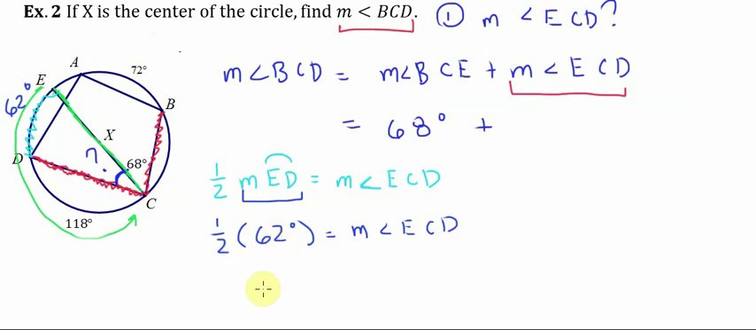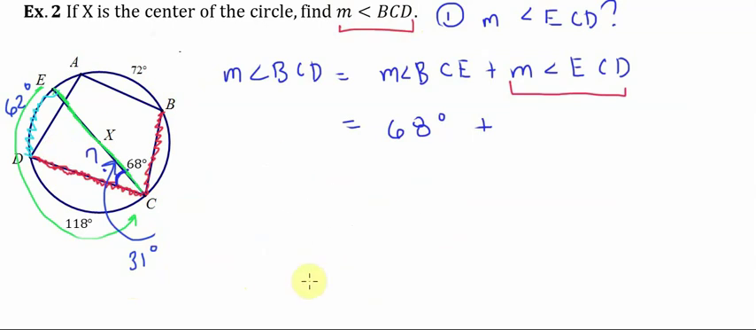And so 1/2 times 62 is going to get me 31 degrees for the measurement of angle ECD. So right here, I get 31 degrees. Now, we've gone through multiple steps to get here, but we don't want to forget the original question we're trying to answer, which is what is the measurement of angle BCD? All of those extra steps we took were to get ECD, which I found was 31 degrees. But now I want to add that to BCE to answer my question. And it looks like 68 degrees plus 31 degrees gets me 99 degrees for my answer.